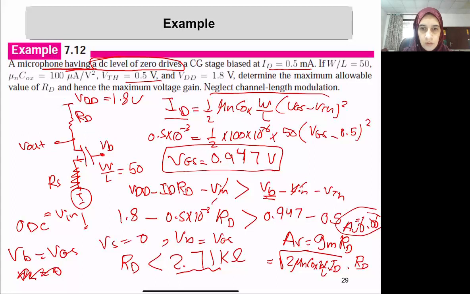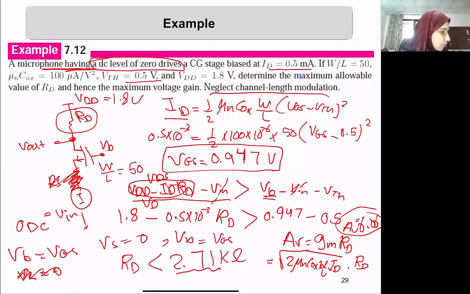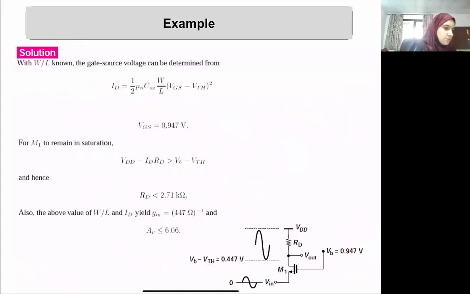Ma'am, how did you write the voltage equation, VDD minus ID RD minus Vn should be greater than? Yes, a good question. Basically, this part is VD, it is VDD minus the voltage drop across RD. And VS is basically equal to Vn, as there is no resistor at this moment here. Let me repeat it.